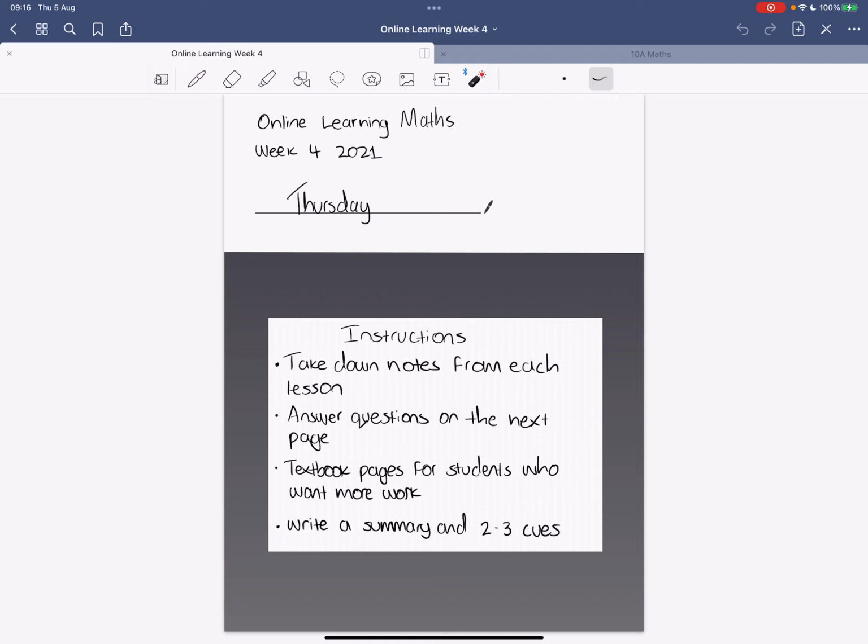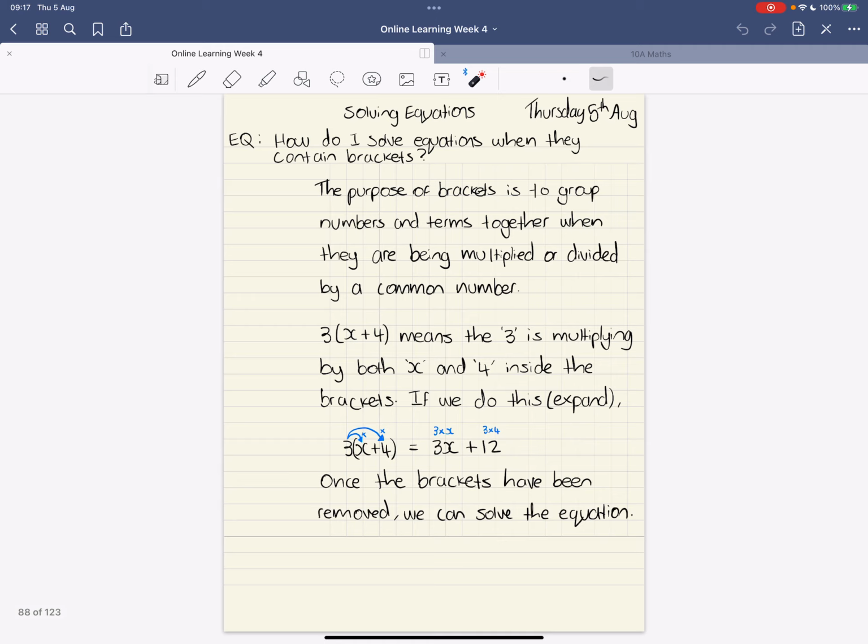Instructions are pretty straightforward. Just take notes from each of the key ideas from those lessons, and answer the questions that I provide you. There are textbook questions. If you want to do more work, I highly recommend it. But I'd like you also to write a summary and 2 to 3 cues each lesson. I will check them next week, but obviously if the lockdown extends, I will eventually ask you to start emailing me your work if you can. If you can't, I'm not going to put too much stress on that. I will look at all of your work when you get back to school. But having said that, let's move on.